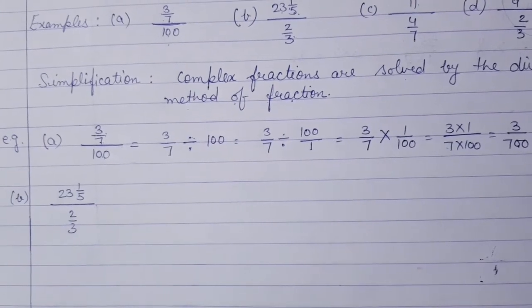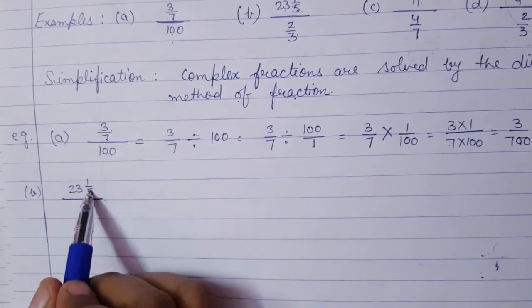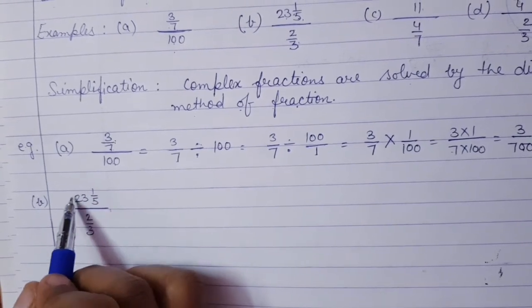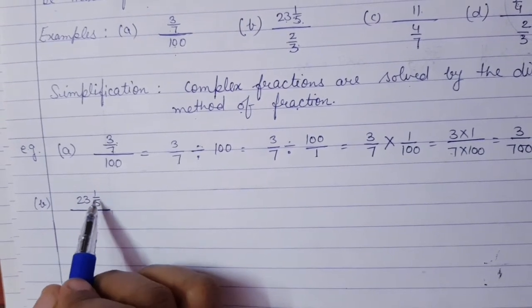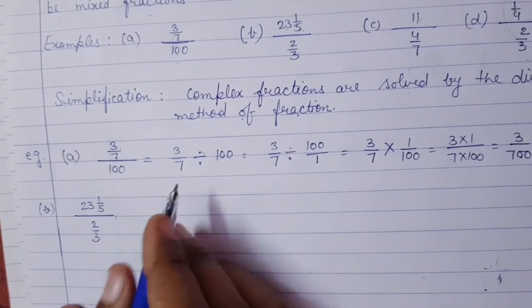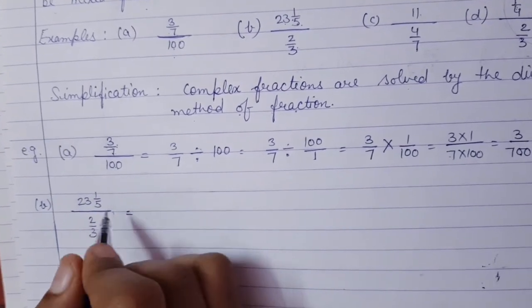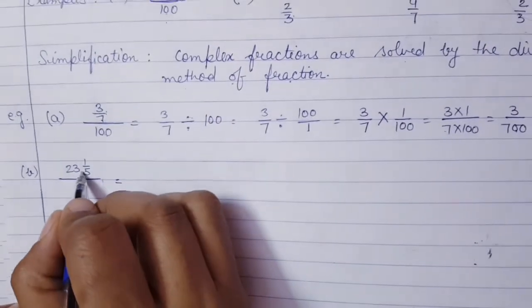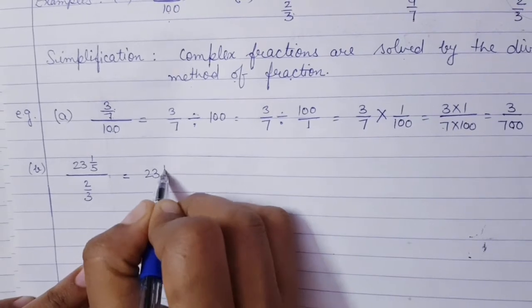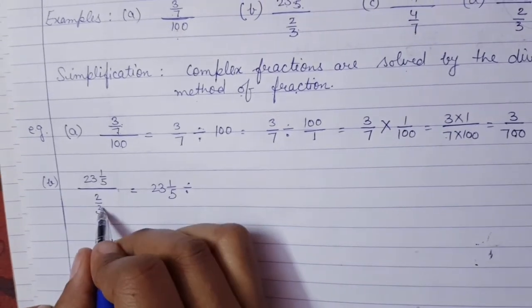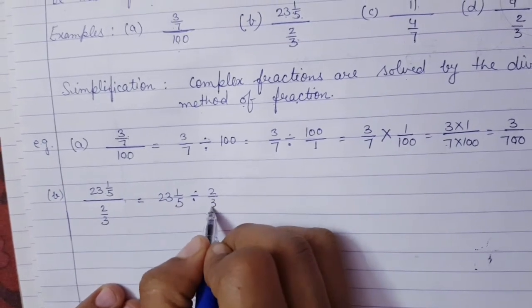The next example is 23 1 upon 5 divided by 2 upon 3. Here the numerator is a mixed fraction, 23 1 upon 5, and the denominator is a proper fraction, 2 upon 3. So first of all I am converting it into a division of fractions. The dividend is written first, 23 1 upon 5, then the division sign, then the divisor, that is 2 upon 3.